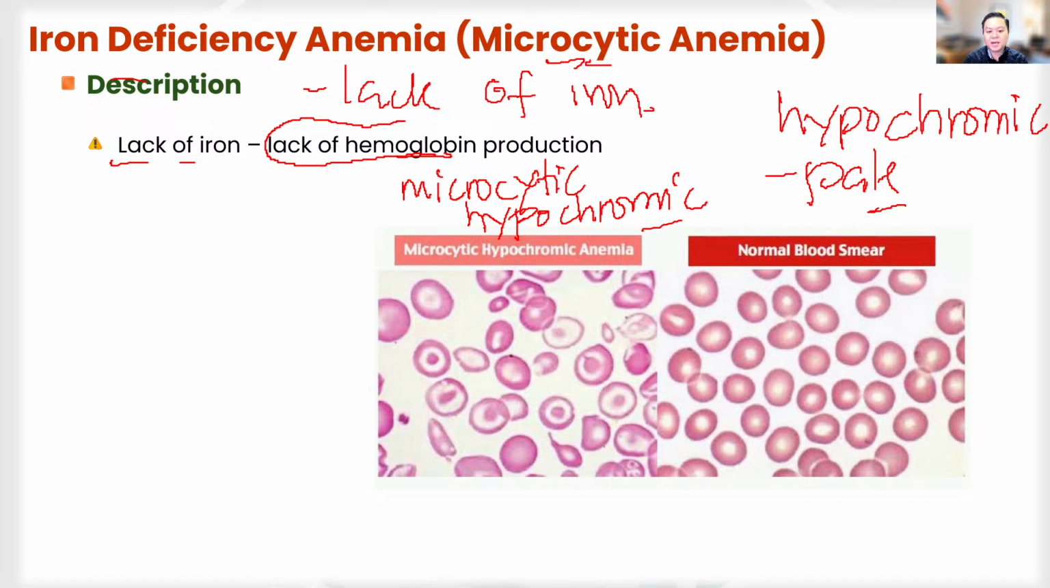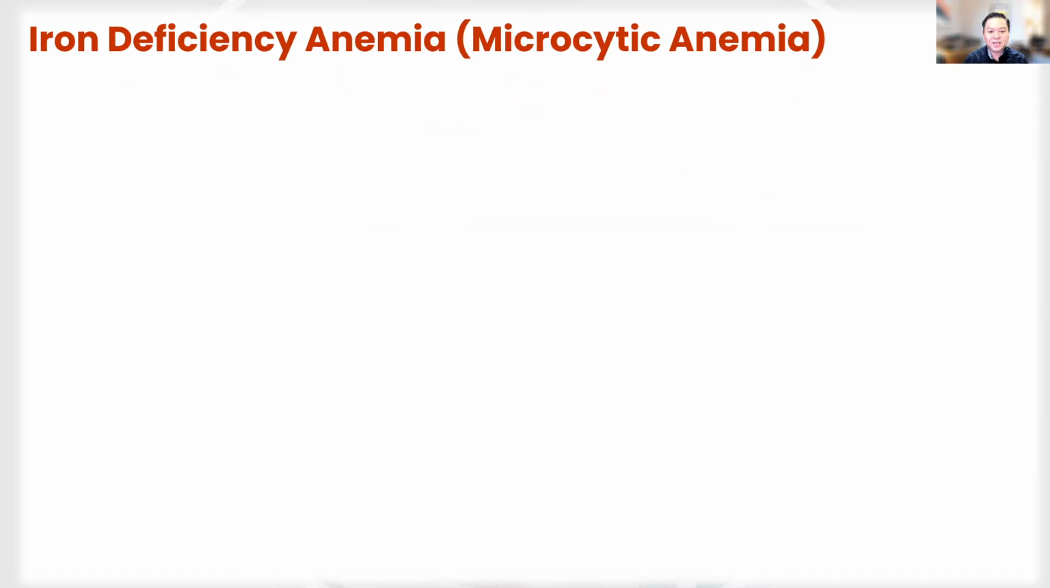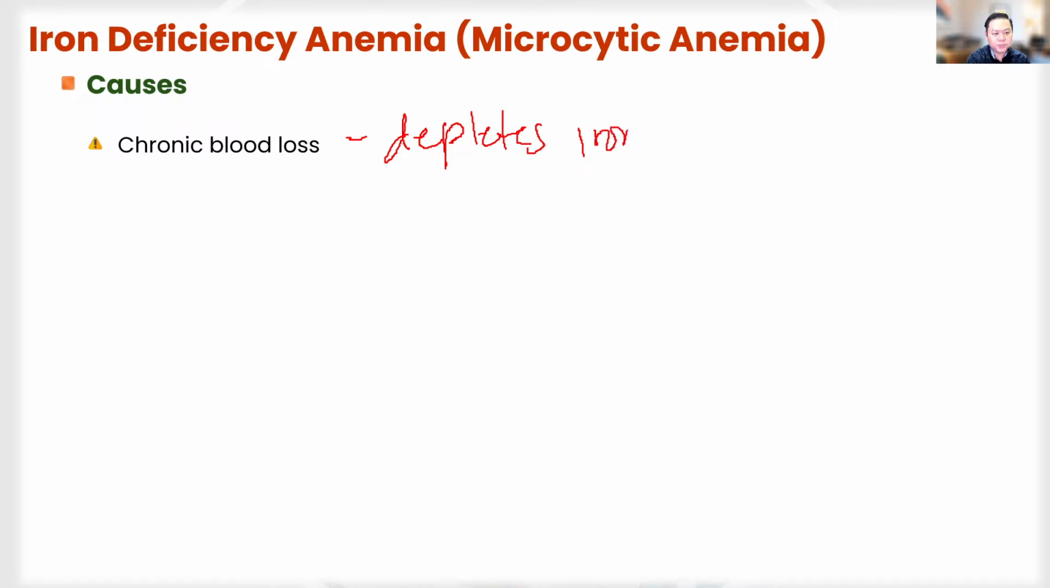Now, talking about the other description here, the appearance, like I've said, will be small. They will have that hypochromic appearance, so please don't forget that. Now, talking about the causes here, there are several causes. One of those would be blood loss, especially if there is persistent or recurrent bleeding over time. And this can deplete the iron stores in the body.